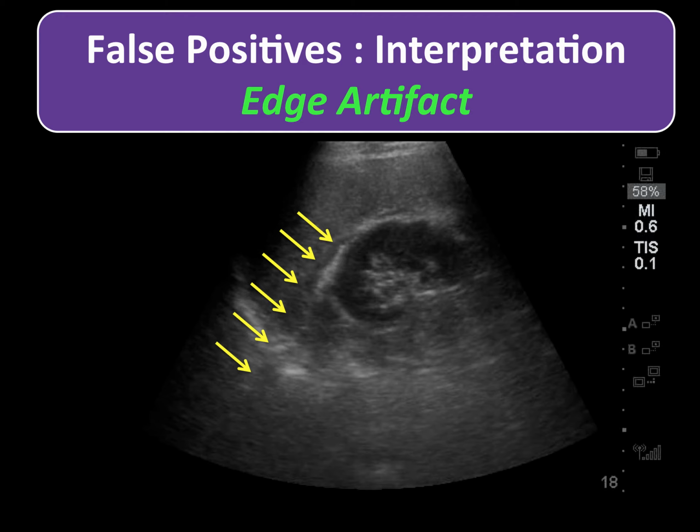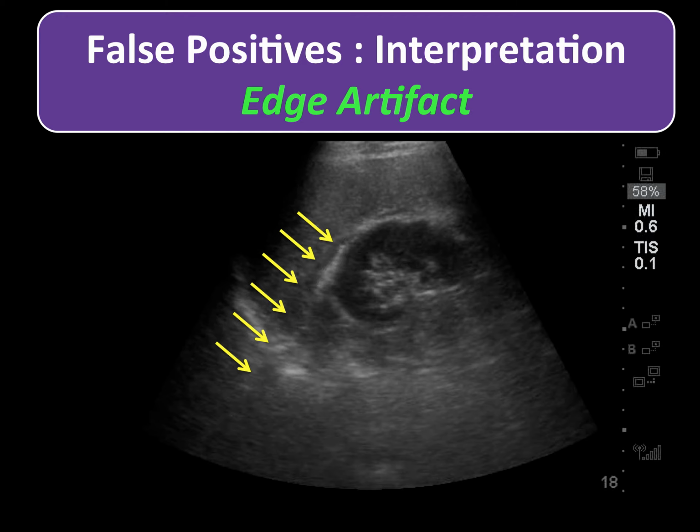You can see in this example that the artifact is not quite as dark or anechoic as true free fluid, which may be a clue. A second clue is the extension below the diaphragm, as is also seen here, and would not be seen in this manner with free intraperitoneal fluid.